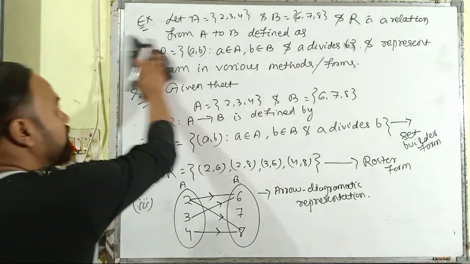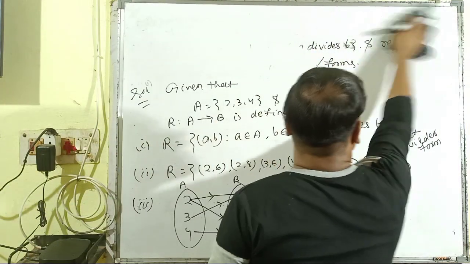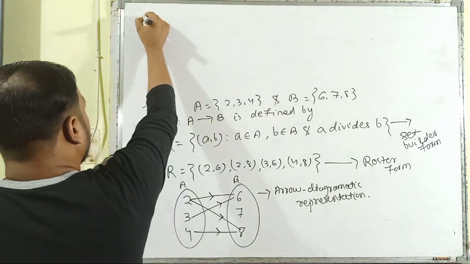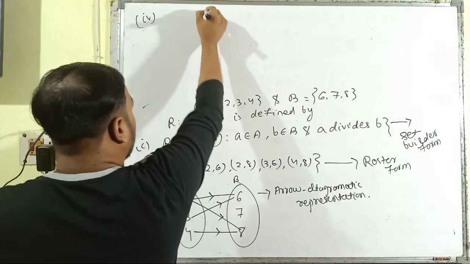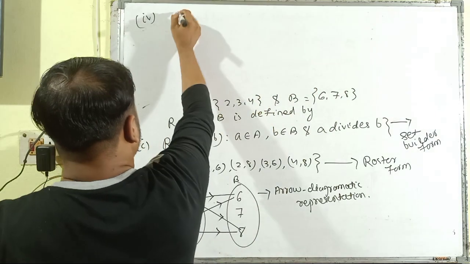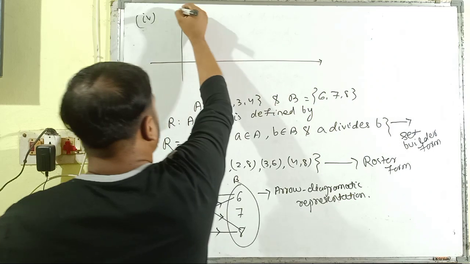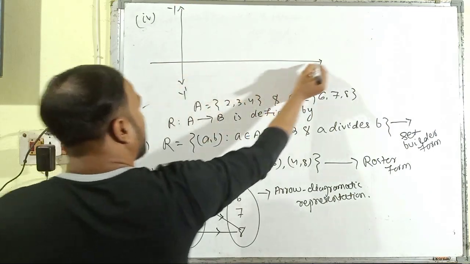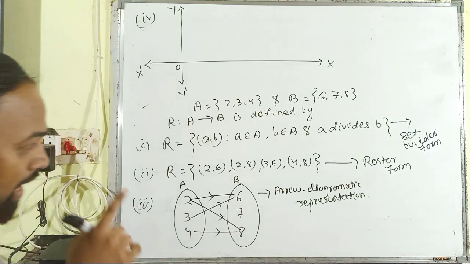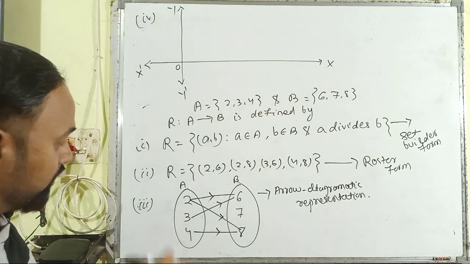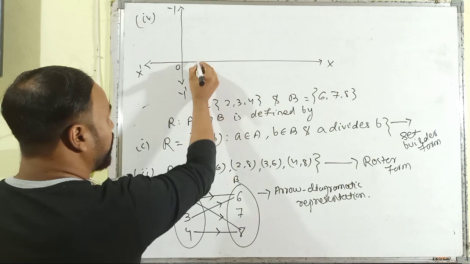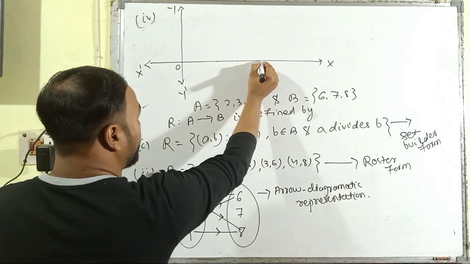Then we go through the lattice form or lattice method. Here it is the fourth one. First of all we draw the XY plane. Here is the Y axis, here is the X axis, and they intersect each other at the origin. Then we plot those points. The elements given in set A go along the X axis, so the elements are 2, 3, 4. So it is 1, 2, 3, 4.